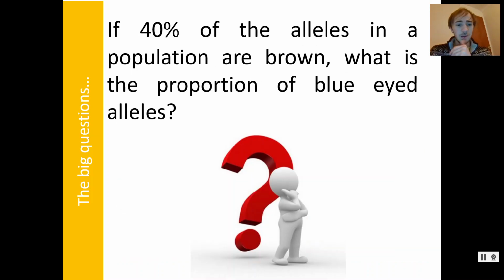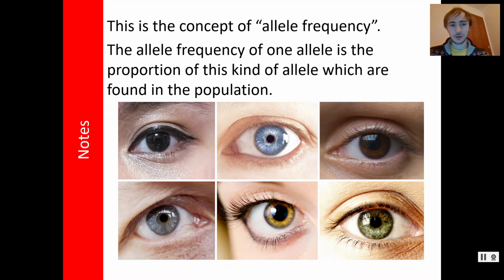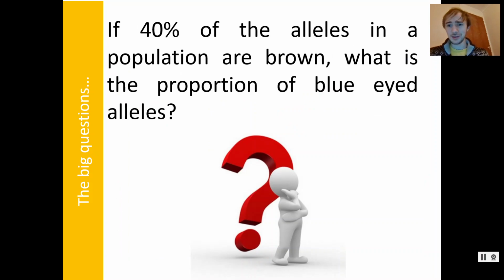So, hopefully not too difficult a question. If 40% of the alleles in a population are brown, what's the proportion of blue-eyed alleles? And I'm hoping that everyone can immediately yell out 60%. And the maths here is really that easy. There's no difficult maths on this particular part of the topic. You could be asked to do this. When we get to Year 13, we're going to do this in a little bit more detail, with a lot harder maths, but for Year 12, this is as hard as it gets.